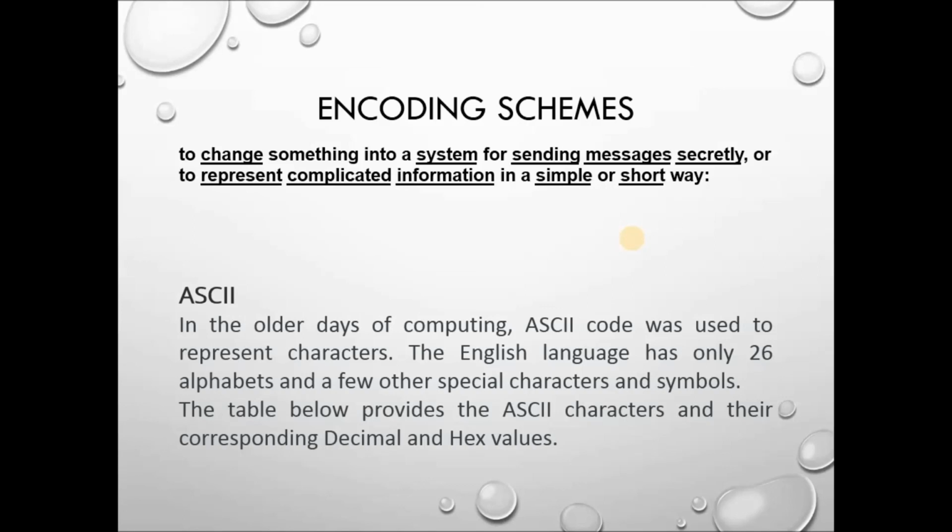ASCII is the American Standard Code for Information Interchange. In the older days of computing, ASCII code was used to represent characters. The English language has only 26 alphabets and a few other special characters and symbols. The table below provides the ASCII characters. So now see, if you are typing A, the computer understands it as 65. It will convert that to binary, like that, any value it gets, that is digits. So the computer understands only digital language.